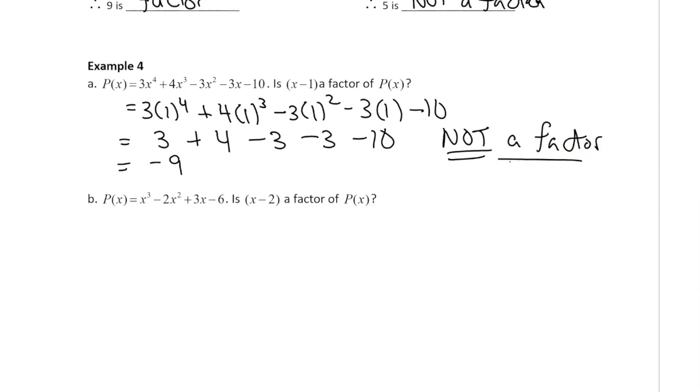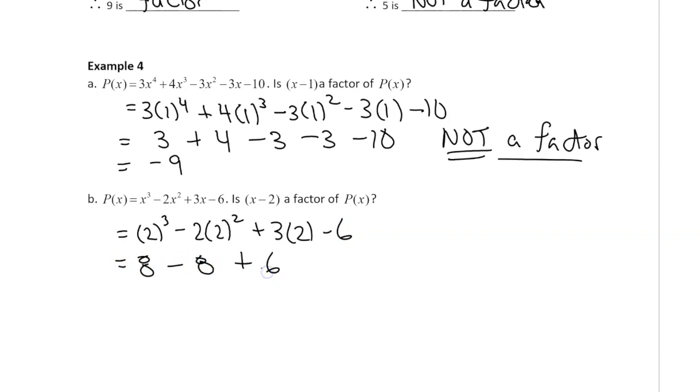Okay, here we sub in 2, and we would say 2 cubed minus 2 times 2 squared plus 3 times 2 minus 6. And we would get 8 minus 8 plus 6 minus 6. Those are going to each cancel each other out. We get 0. And so then that is saying that x minus 2 is a factor.